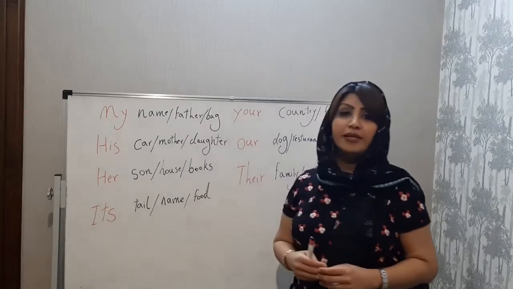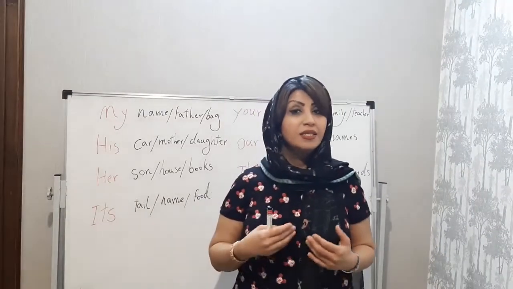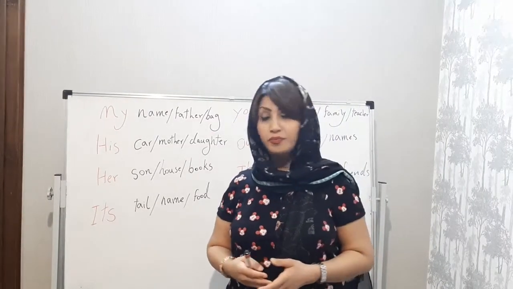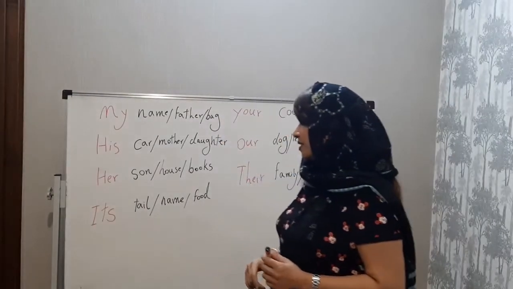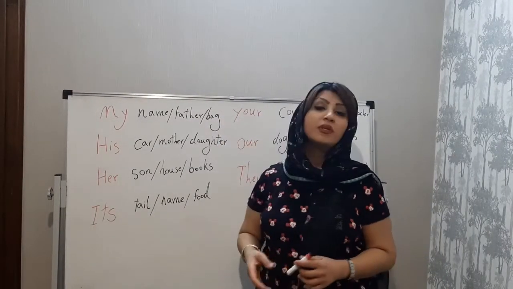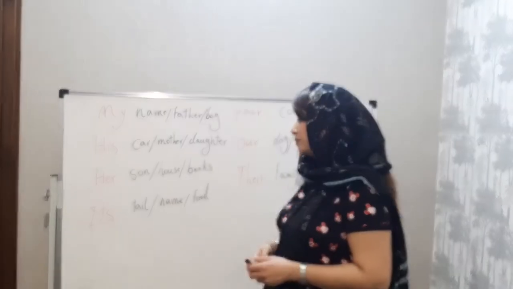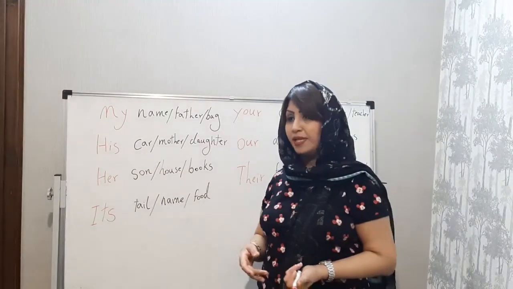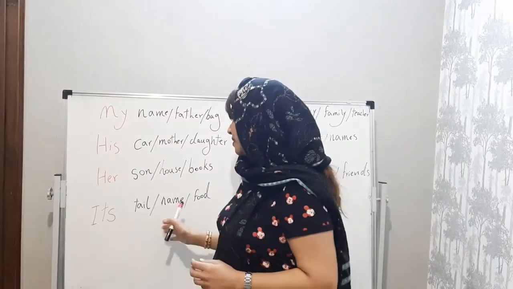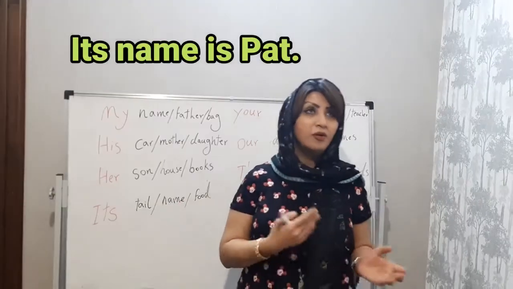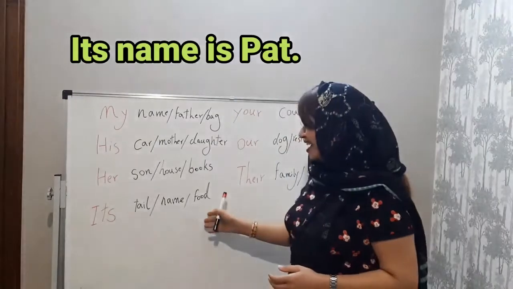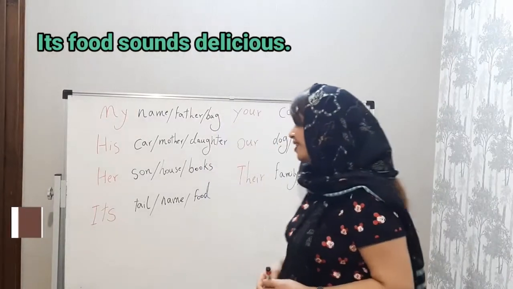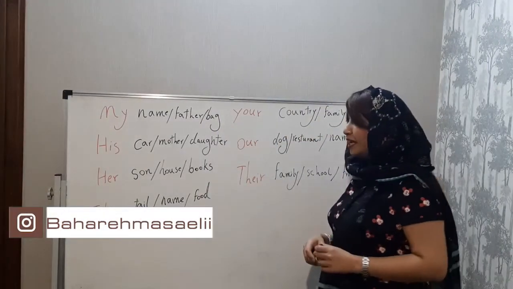Now its. We use its to show that something belongs to an animal. For example, its tail. Its name. You can say its name is, I don't know, Pet. Its food sounds delicious. Maybe, I don't know.